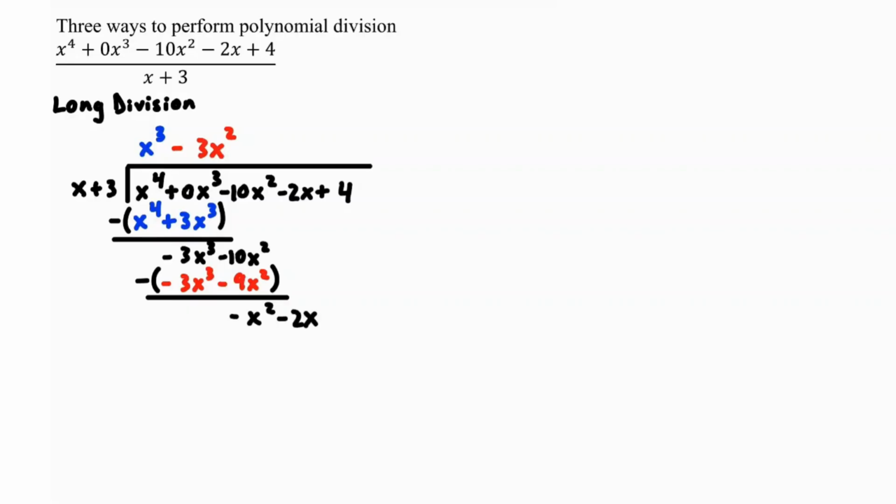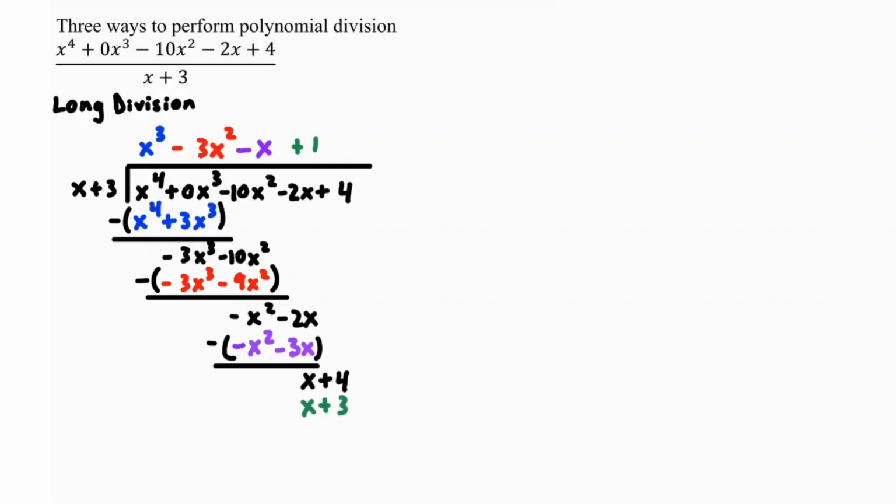Negative x squared divided by x gives you negative x. So negative x times x plus 3 gives you negative x squared minus 3x. Put a parentheses around this, subtract it off. Simplify. We get x. Bring down the 4, we get x plus 4. X divided by x is just 1.